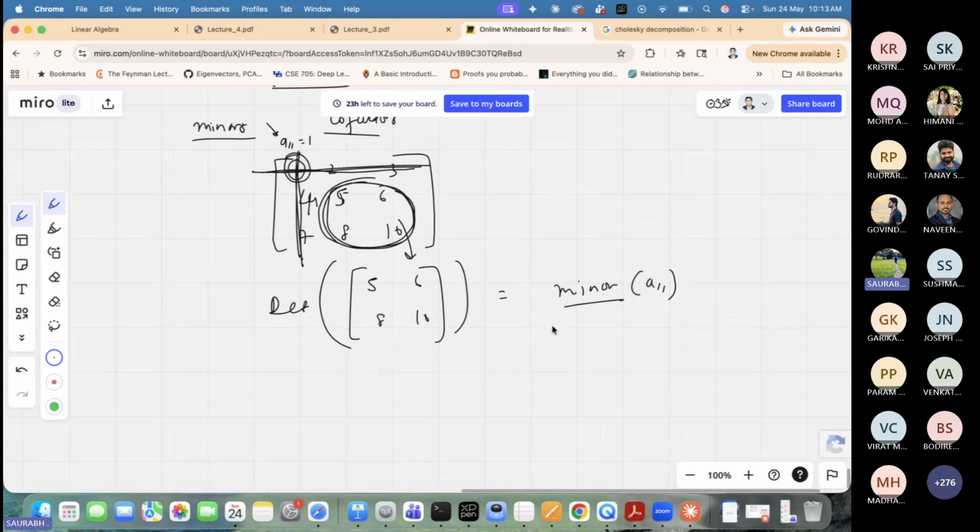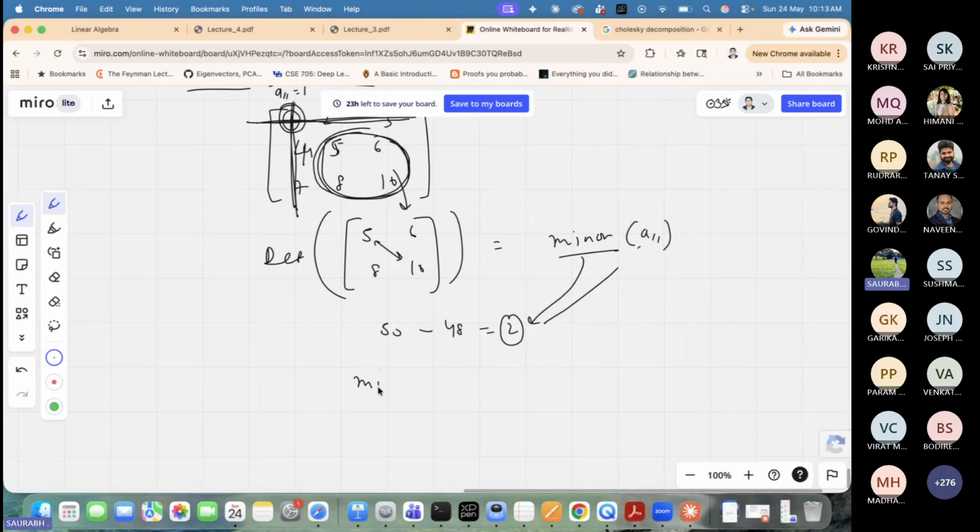So what would be the minor in this case? The minor would be 5 times 10, which is 50, minus 8 times 6, which is 48. So the minor would be 2, right? So basically, the minor at A11 is 2. I can write it as minor of A11 is equal to 2. So the minor is the determinant of the matrix obtained by eliminating the row and column where that element sits.